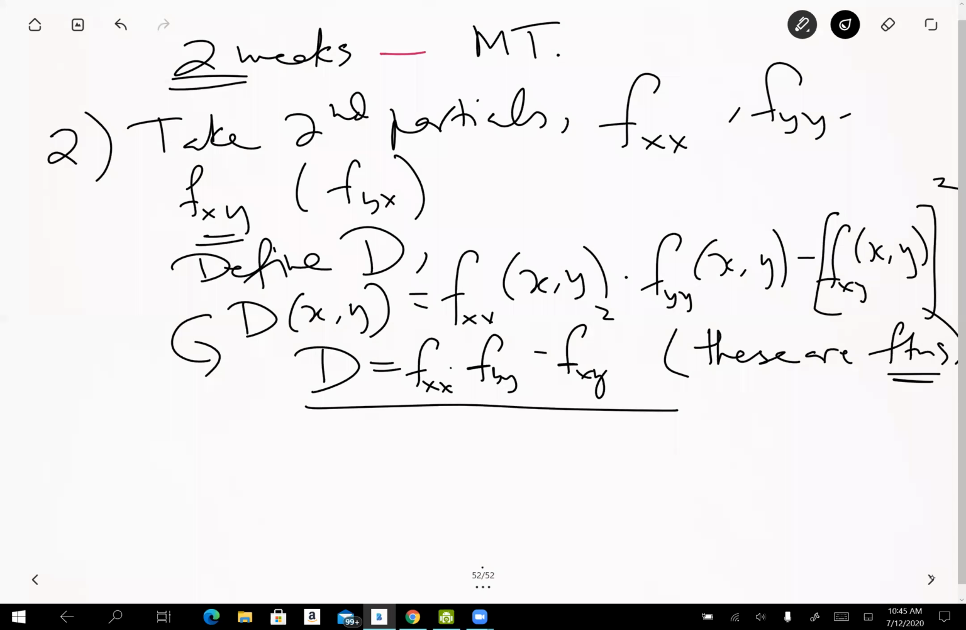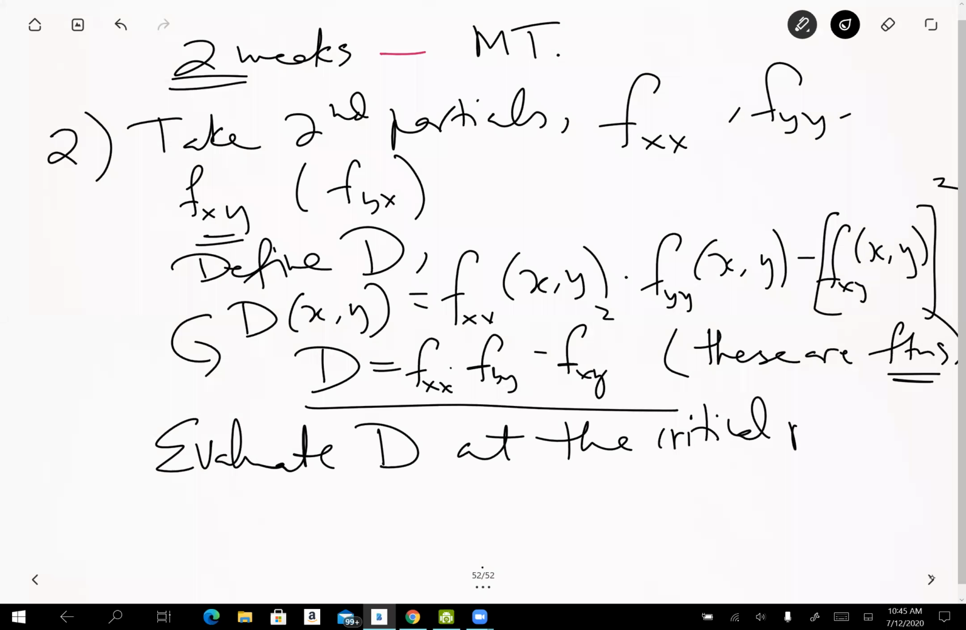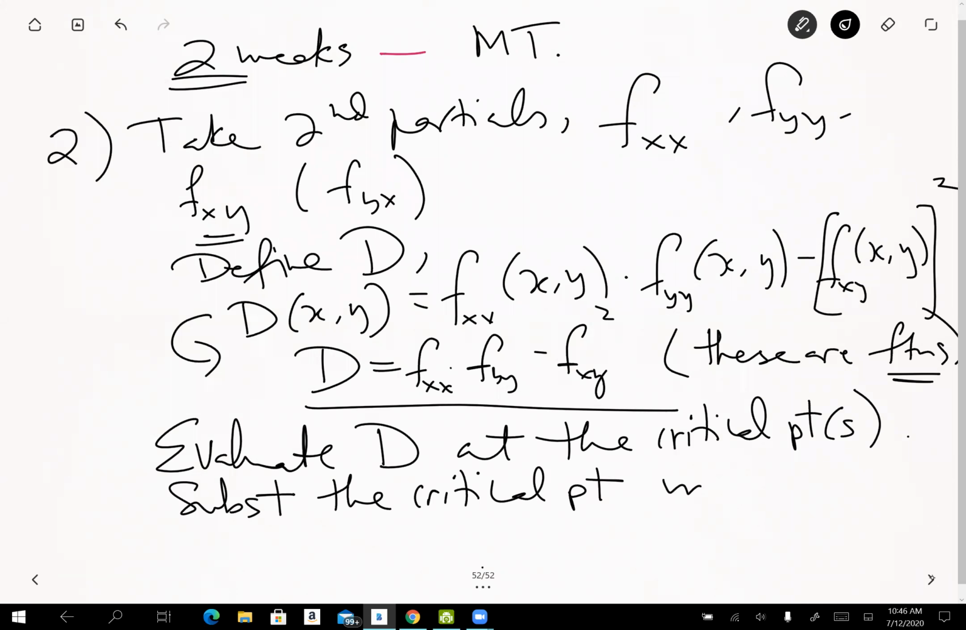Then we have to evaluate. Okay, you have to find the value. You have to evaluate D at the critical points. Critical point or points. So how do we do that? Again, we just substitute. Okay, you substitute the critical point into D.